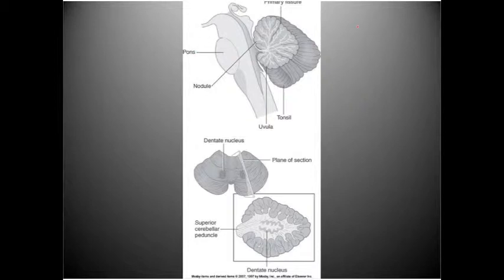So here we just see the cerebellum. We're not going to worry about anything else other than here is the fourth ventricle, here's the pons, medulla with the pyramids, and here is the cerebellum.